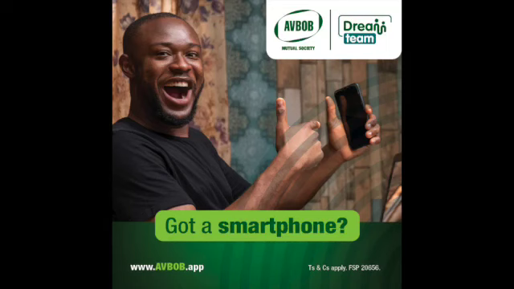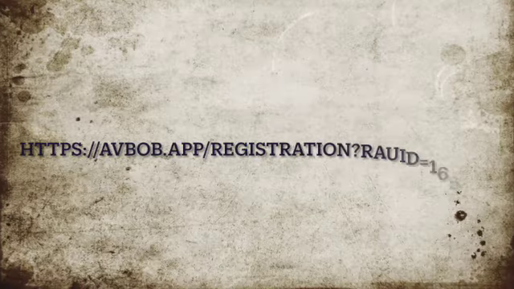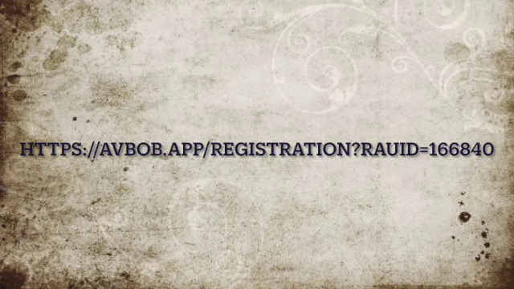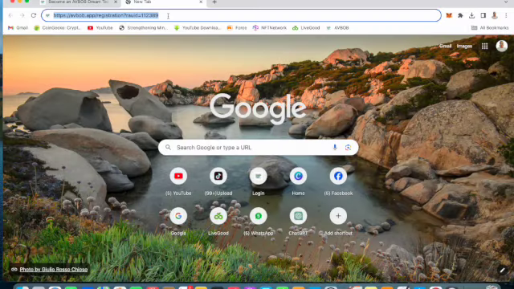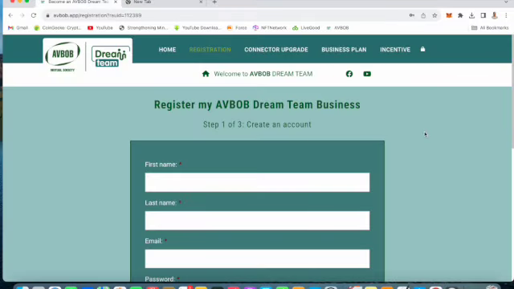Hey guys, I'm going to show you how to register on AVBOB using different ways. This is a step-by-step guide. First thing, you do need a referral link. After you click the referral link, it will open a page like this.